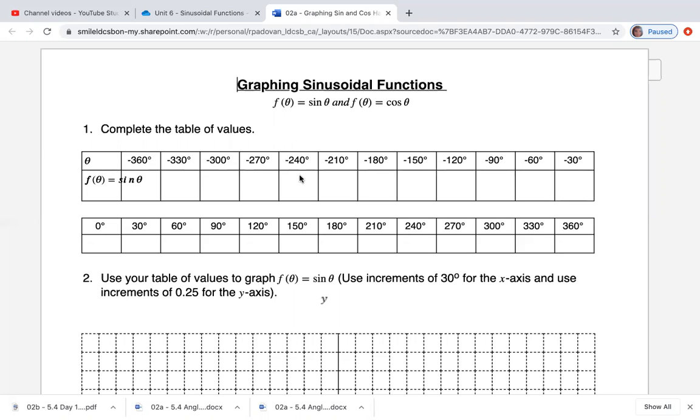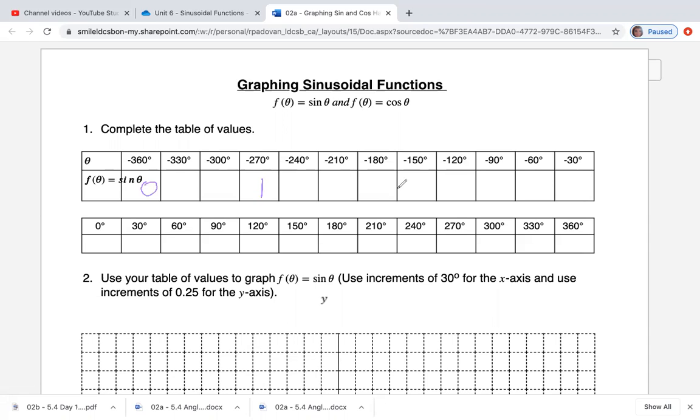So fill this out in pencil, let's say. So what you would do is take the sine of theta, and if theta is negative 360 degrees, take the sine of negative 360, and for that one you should get 0. And for example, the sine of negative 270 degrees, you should get an answer of 1.